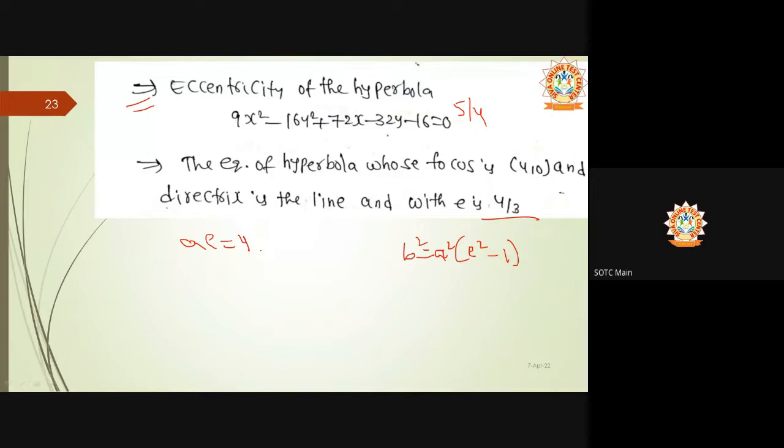A square is what? 9, sir. Yes, A square is 9. So substitute and tell me what is B square. 7, sir. Yes, 7. So your equation of the hyperbola will become what? X square by 9 minus y square by 7 is equal to 1. This is the required equation of the hyperbola. Right?